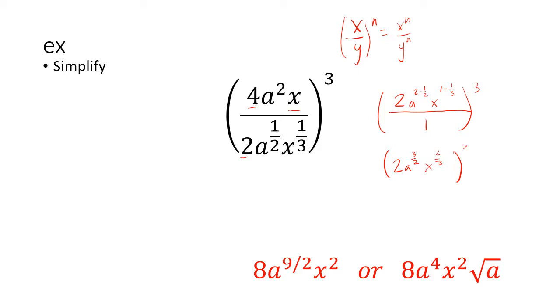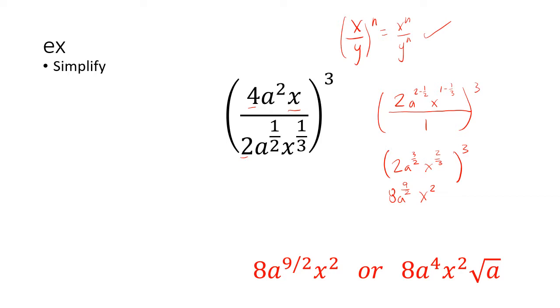Now that is to the 3rd. Now I can do this property, and that will give me 8, because 2 cubed is 8. A to the 3/2 times 3 is 9/2, my bad. And then x to the 2/3 times 3 is just x squared. Oh, sorry, I didn't put the a there. X squared. So that's the answer.